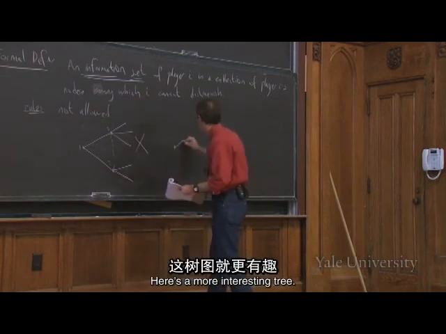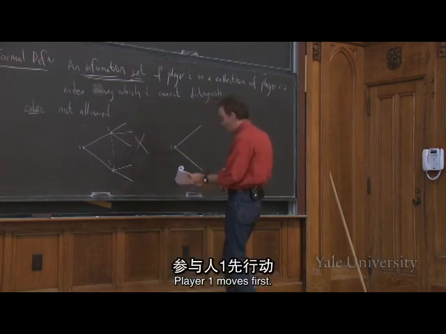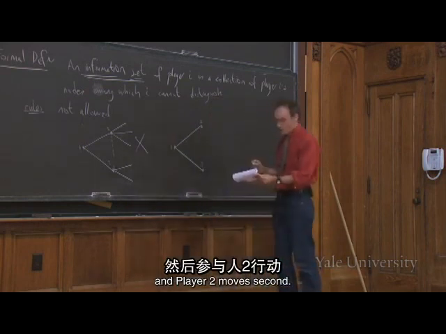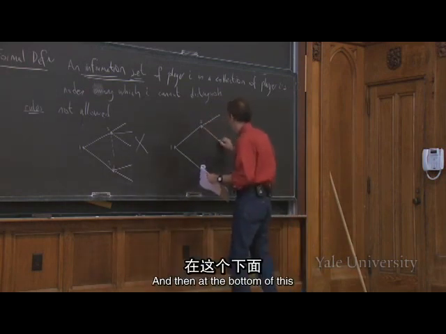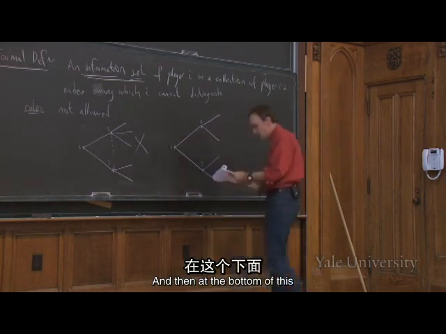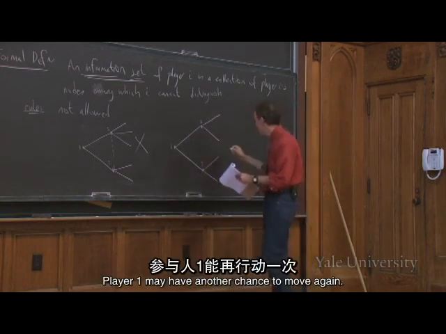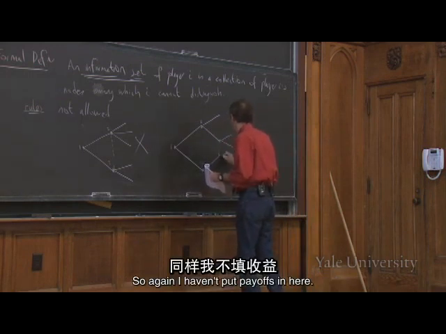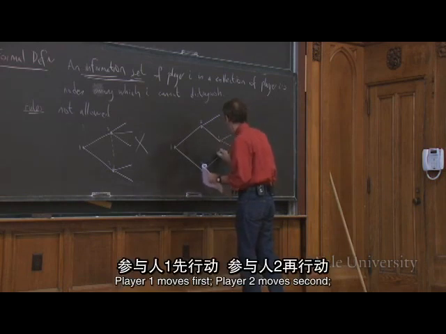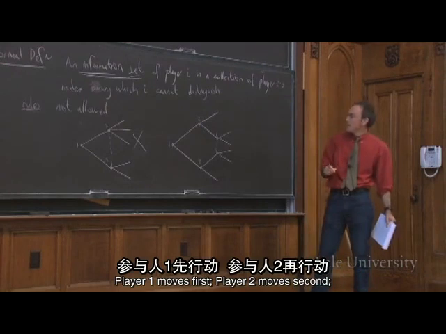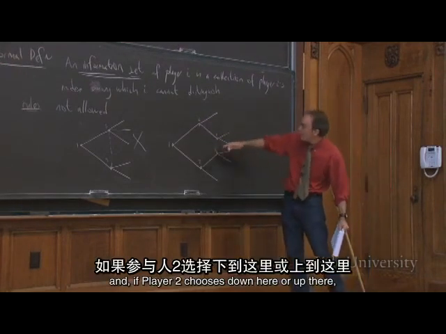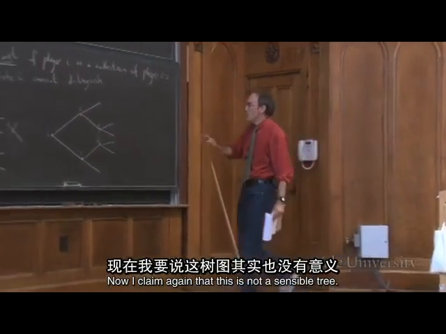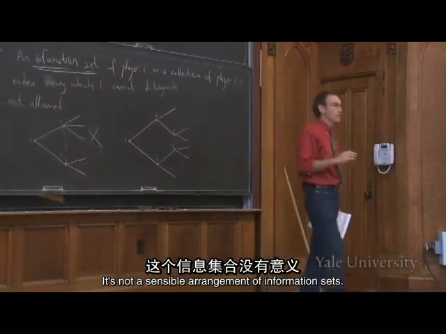So let's have a look at it. Here's a more interesting tree. Player 1 moves first. Player 2 observes that move, and player 2 moves second. And then at the bottom of this, player 1 may have another chance to move again. Again, I haven't put payoffs in here. Player 1 moves first, player 2 moves second, and if player 2 chooses down here or up there, then player 1 gets to move again. Now I claim again that this is not a sensible tree. It's not a sensible arrangement of information sets.